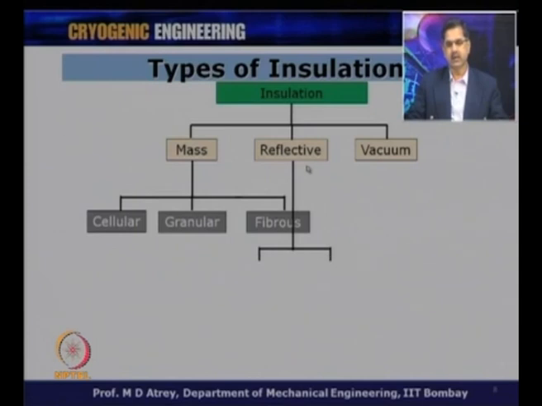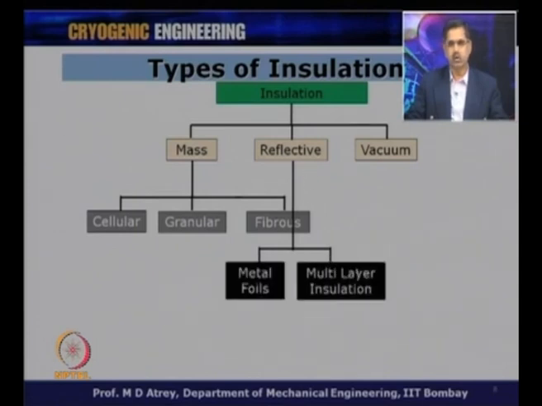Under this reflective insulation, we can have metal foils, which most of you know, and we can have multilayer insulation, about which we will study more. So, we can have either of these two things, metal foils and multilayer insulation. And the third thing is vacuum. As you know, vacuum is a very important development which Dewar made: we have two flasks, and if we remove the air between them, the modes of heat transfer like conduction and convection can be taken care of, but what we can't take care of in this is radiation.